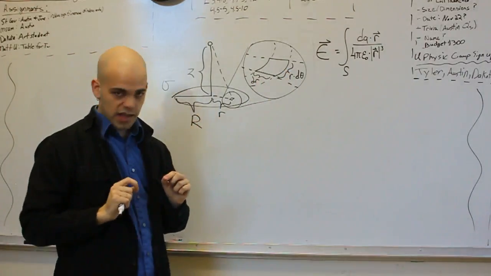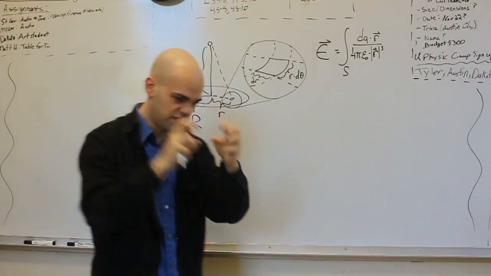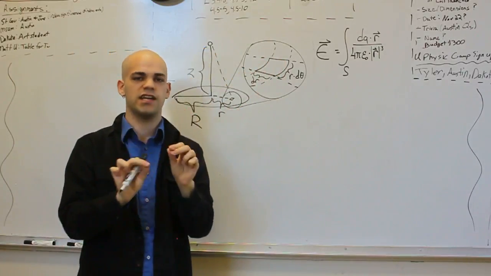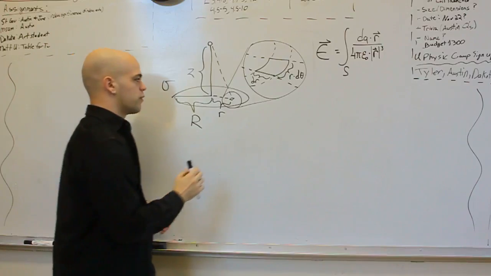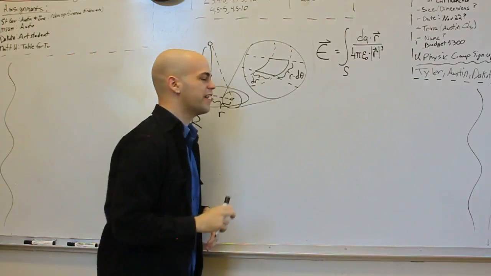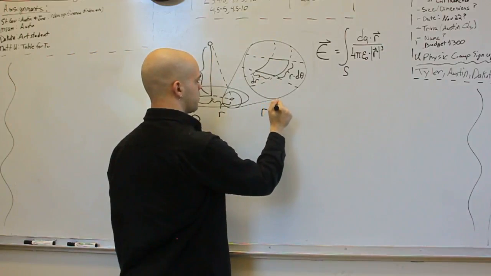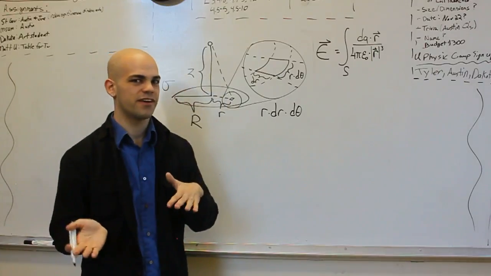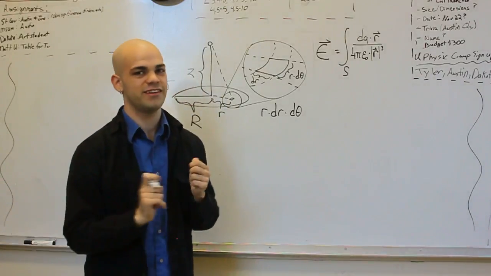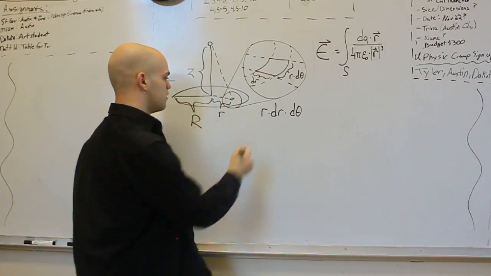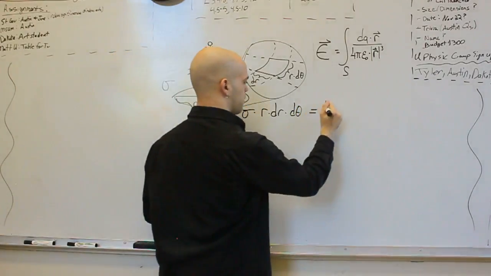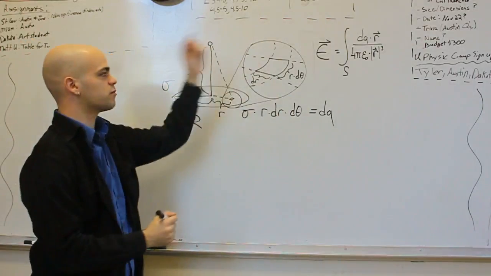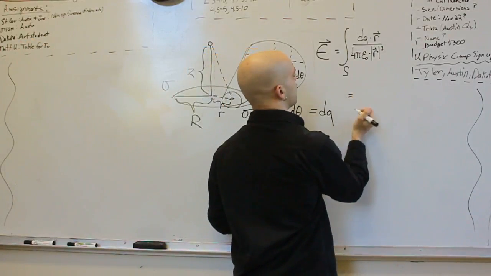Now, if we take infinitesimals, in other words, if this segment is sufficiently tiny, we can neglect this curvature and we can approximate this segment as simply a very, very tiny rectangle. And the rectangle will have area r times dr times d theta. And if you take the area and you multiply it by the charge per unit area, you get the charge over that segment. Sigma times r times dr times d theta equals dq. Well, we can just put that up there. Now we're going to get something really nasty over here, aren't we?